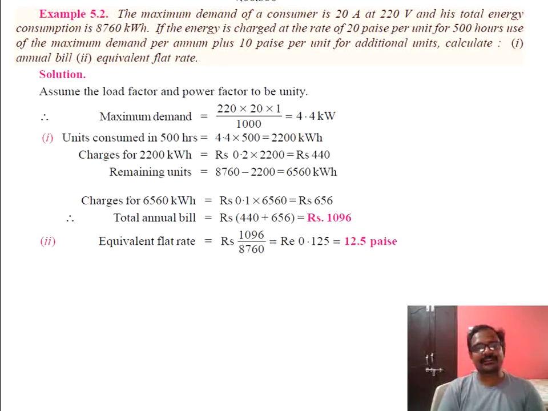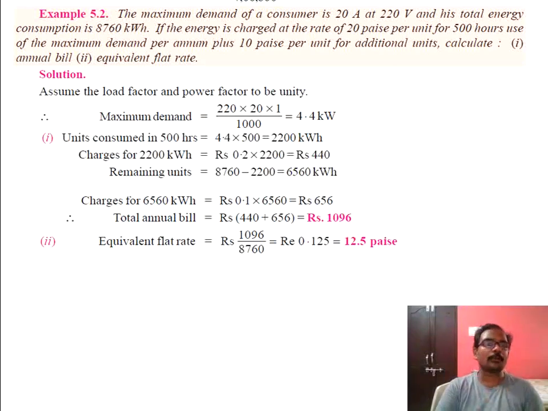What is the equivalent flat rate? Cost per kilowatt hour. The total cost will be 1096. What are the total kilowatt hours? 8760 kilowatt hours. So what is the cost? 0.125 rupees, or if I multiply by 100, I will get 12.5 paise.